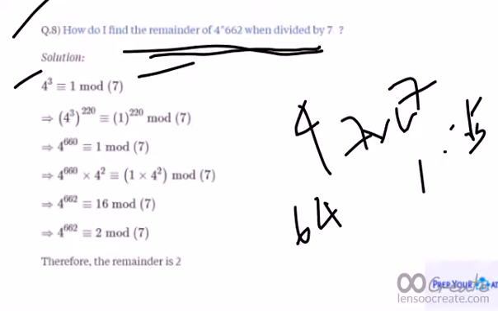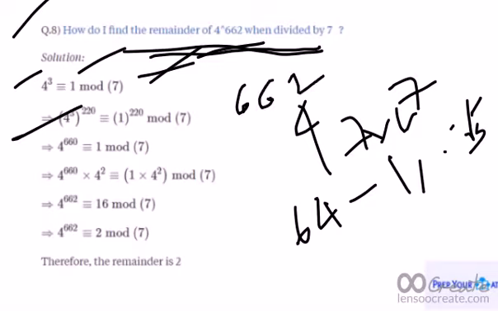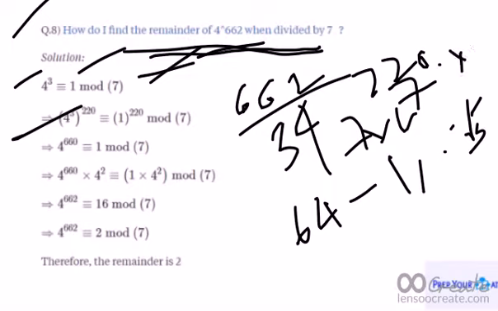What number should be subtracted from 64 so that it is divisible by 7? It is 1. We write it as 4 cubed is congruent to 1 mod 7. We need 4 raised to 662, but we have 4 cube. Now raising to the power on both sides to 220. How we find it is by dividing 662 divided by 3, after that we get 220.